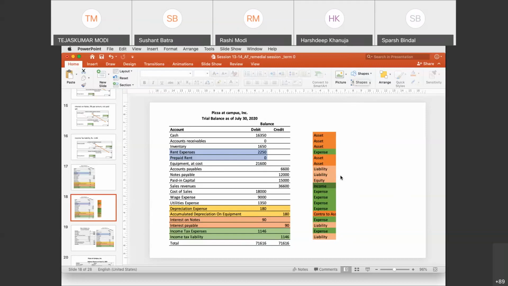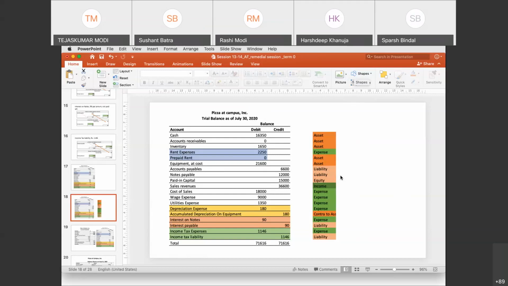So the journal entry is, because it is an expense account, debit, and now that asset has converted into expense. So the asset is not there anymore. Asset is going out of the business. When assets go out of the business, you credit. So prepaid rent account credit, rent expense account debit.